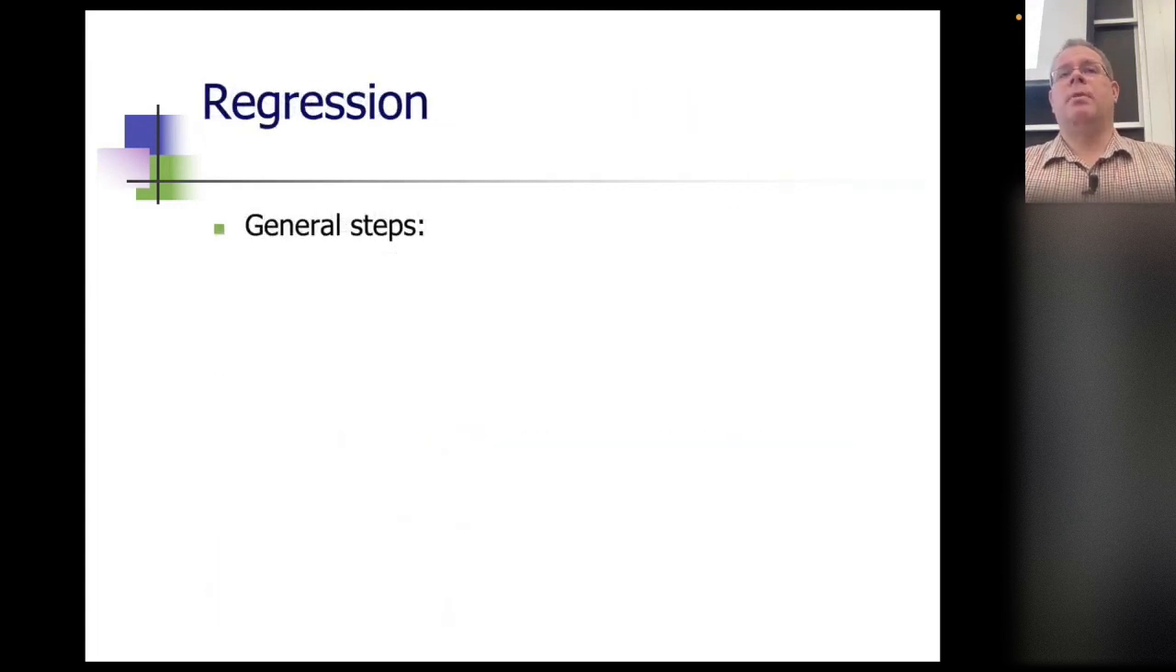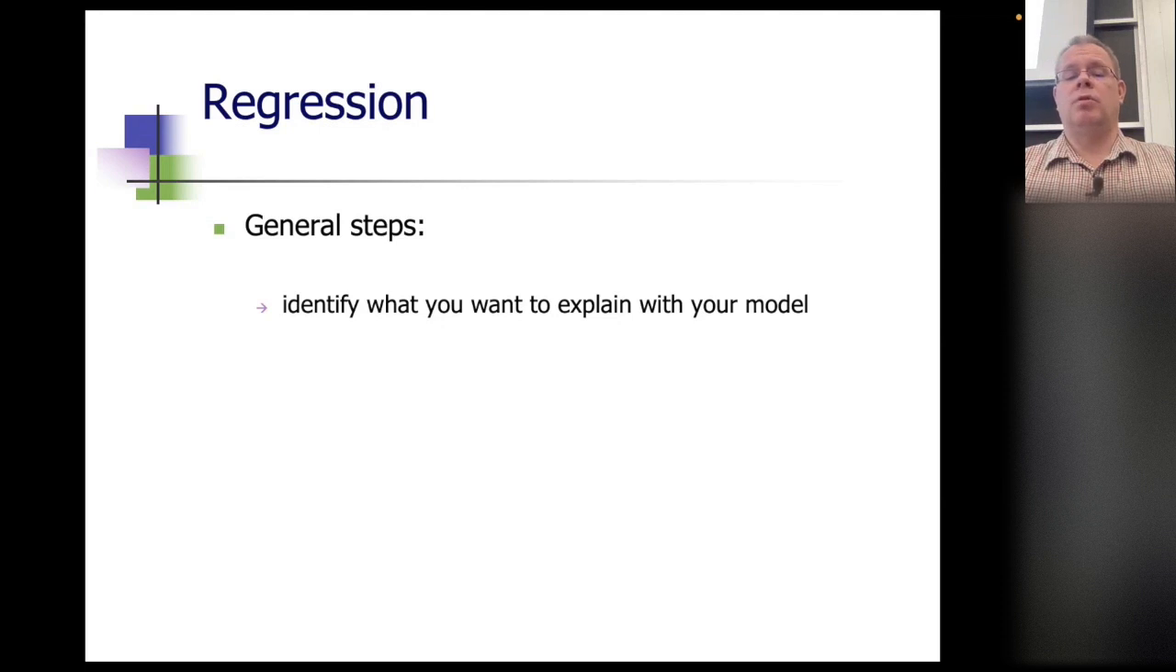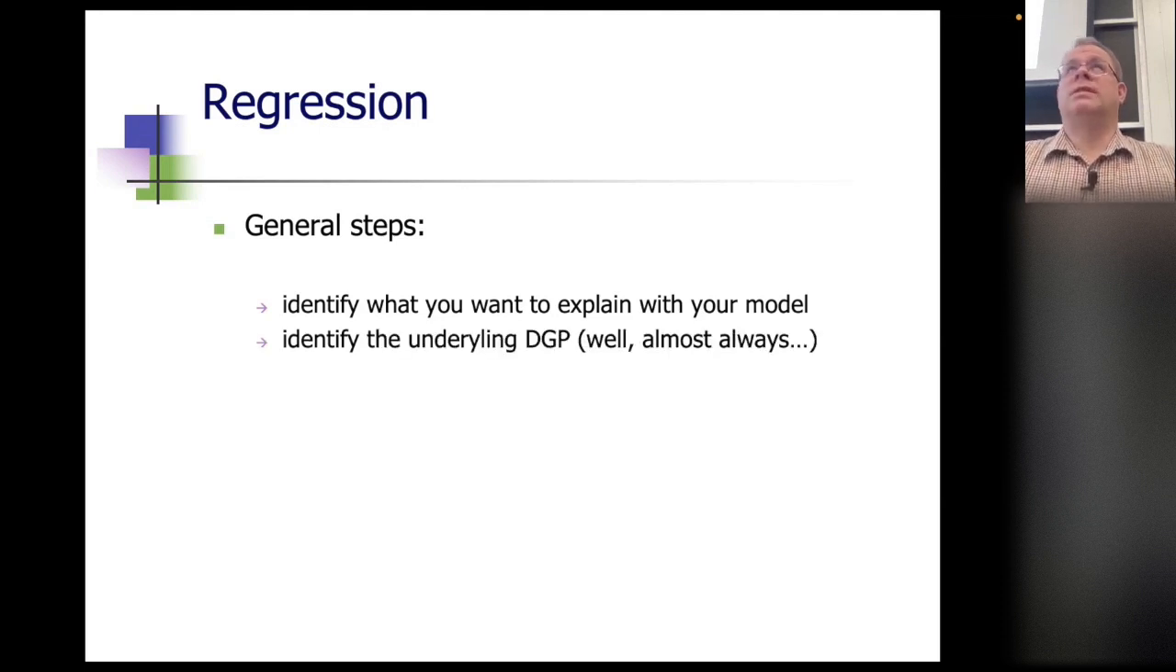So let's talk briefly about the main tool of the classical regression. So how do we do regression? Well, there's a couple of steps that you follow. Firstly, you identify what you want to explain, and what you want to use as what the process defining the object of your interest really is.